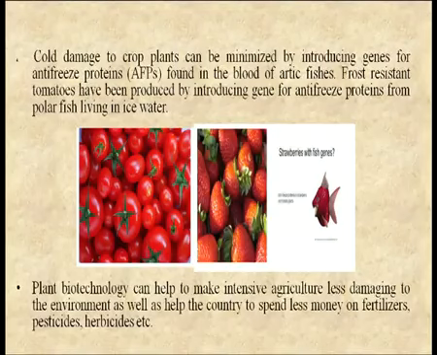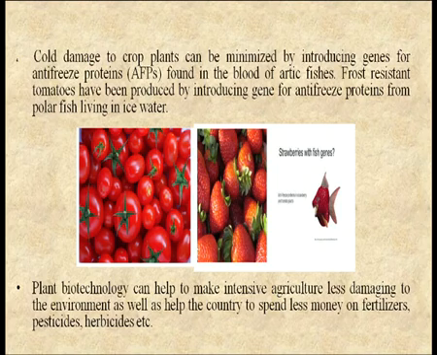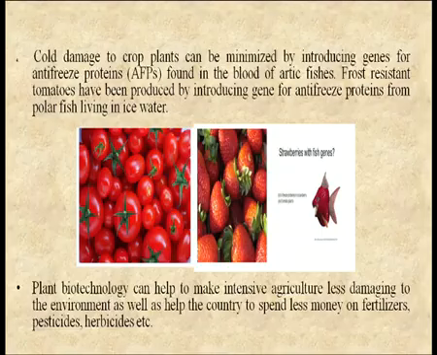Cold damage to crop plants can be minimized by introducing genes for antifreeze proteins found in the blood of Arctic fishes. Frost resistant tomatoes have been produced by introducing genes for antifreeze proteins from polar fish living in ice water. Plant biotechnology can help to make intensive agriculture less damaging to the environment as well as help the country to spend less money on fertilizers, pesticides and herbicides.